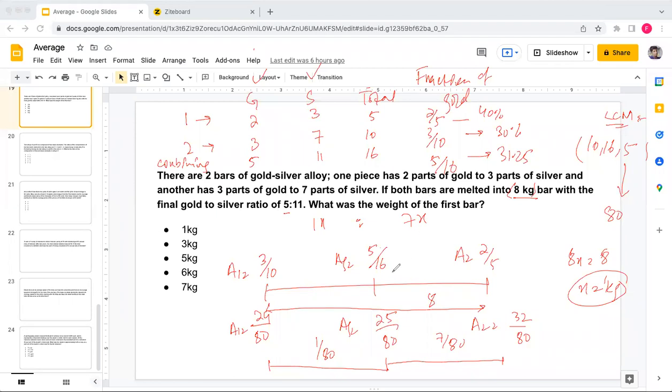Can anyone tell now? This is A1, right? And this is A2. Is A1 the first one or the second one? No one is telling me when I'm making a mistake here. A1 is the second one, the greater value. So it is x, and x is equal to 1, which is 1 kg. Anyone got this?